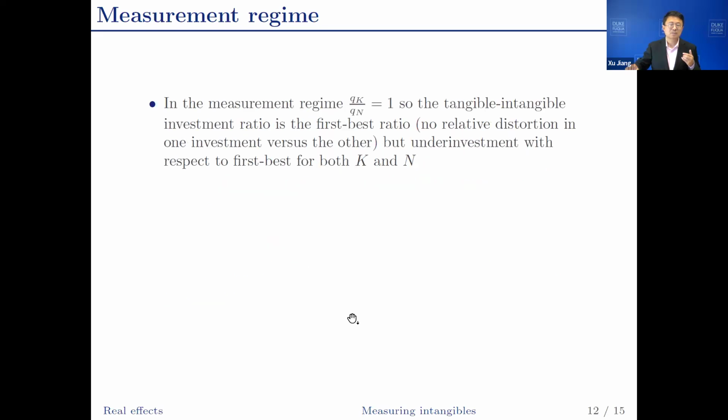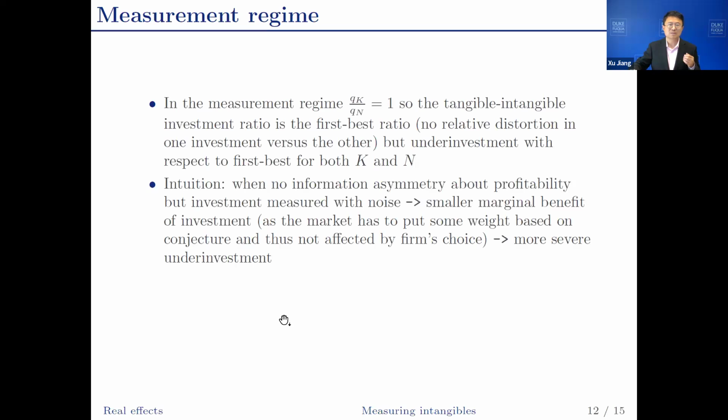And so in the measurement regime, we have Qk over Qn equals 1, where Qk is the partial derivative of Q with respect to K, and Qn is the partial derivative of Q with respect to N. So you're going to see that the tangible-intangible investment ratio is still the first best. So there is no relative distortion. However, you will still have underinvestment with respect to first best.